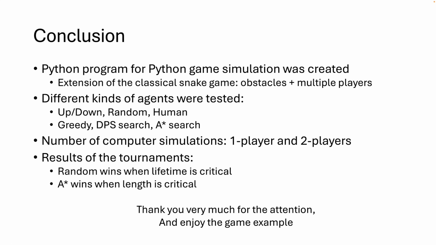A number of computer simulations were performed for the one-player game and two-player game, and the results of the tournament are the following. First of all, the random agent wins when lifetime is critical. The A star agent wins when the length of the snake is critical. Both of the results are actually expectable, since the random agent doesn't hunt for apples. The goal of this agent is not to be long, but to survive for a longer time. While for the A star agent, the goal is to become as long as it can, and the A star search algorithm is efficient.